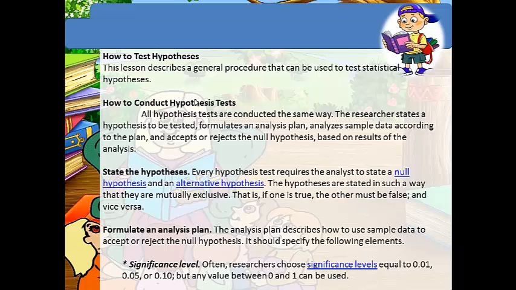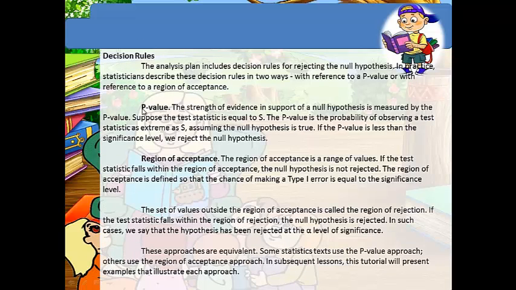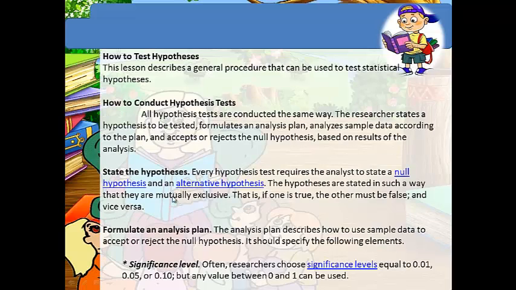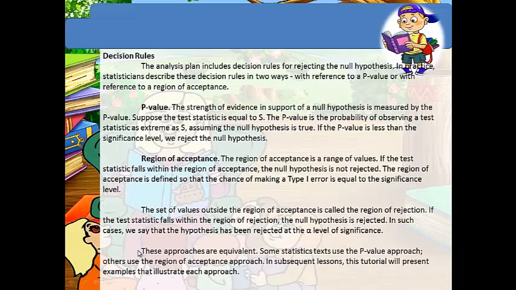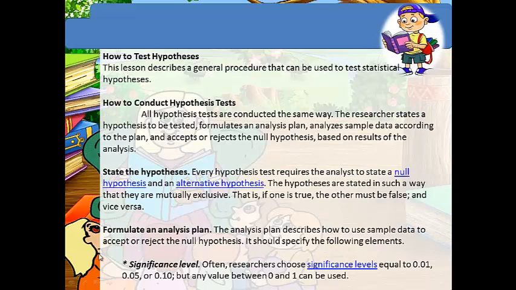The next one is formulating the analysis plan. The analysis plan describes how to use sample data to accept or reject the null hypothesis. It should specify the following elements. So this is related to the p-value. First, the significance level. Often researchers choose significance levels equal to 0.01, 0.05, or 0.1. These are the most frequently used levels of significance.